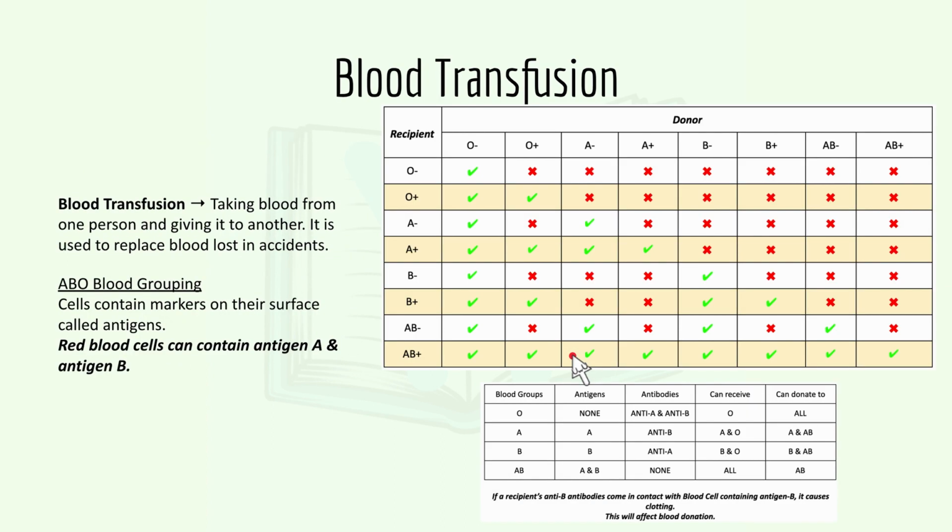So now we have blood transfusion. Blood transfusion is taking blood from one person and giving it to another, and it is used to replace blood loss in accidents. Here are the ABO blood groups, or blood grouping. Cells contain markers on their surfaces called antigens, and red blood cells can contain antigen A and antigen B. You can see the antigens and antibodies contained in those, and the donor and recipient.